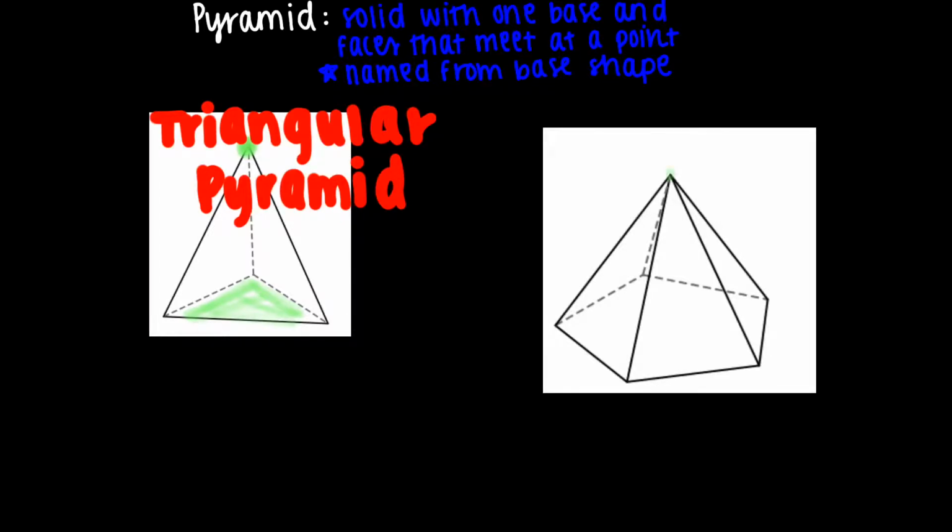So on the second one, the point is up at the top. The base is on the bottom where all the faces come together. And if I look, I need to count the number of sides. So I have 1, 2, 3, 4, 5.